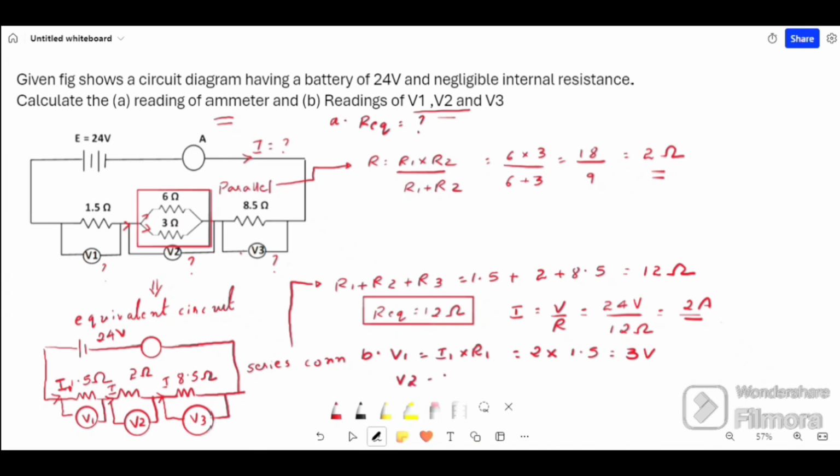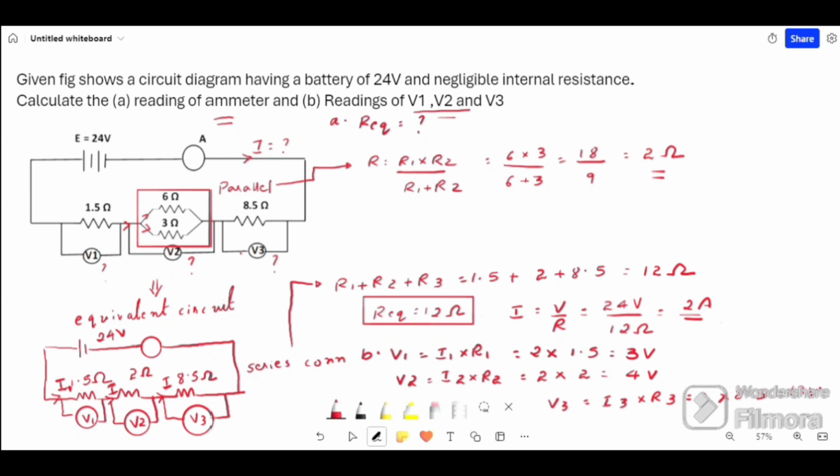Now for V2, similarly I2 into R2. Here I2 is also 2 amps because I2 is equal to I only. Then R2 is 2, so 2 into 2 will be 4 volts. For V3 we find similarly I3 into R3. I3 is nothing but I, that is 2. 2 into R3 is 8.5, which will be equal to, no sorry, 2 into 8.5 is 17 volt.